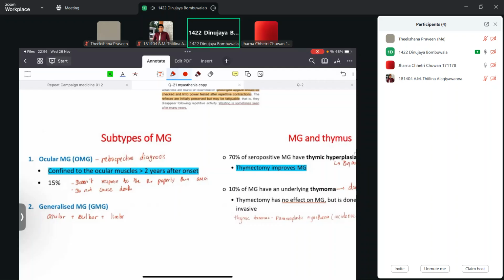If the weakness is confined to the ocular muscles, it is ocular myasthenia. If there is ocular weakness along with other weakness, like facial or limb muscle weakness, it is generalized myasthenia. However, whether it is ocular or generalized myasthenia, usually the first to be affected is the ocular muscles. Even in generalized myasthenia, the first symptoms are usually ocular muscle weakness. Okay?